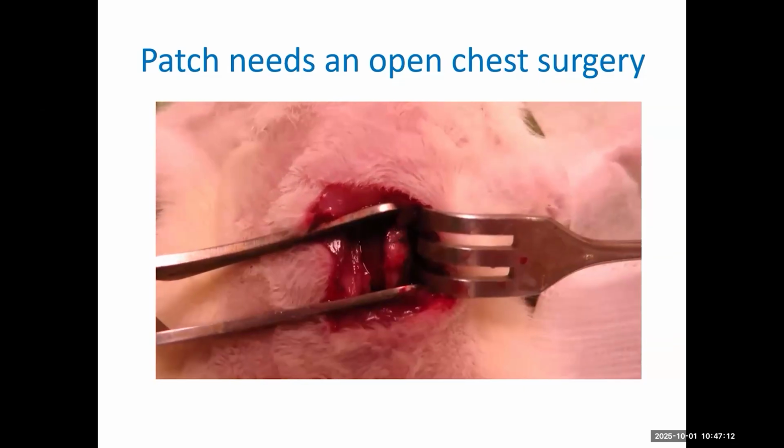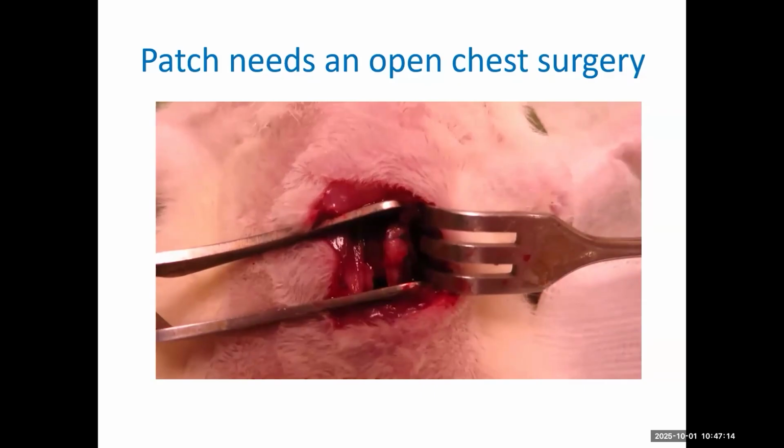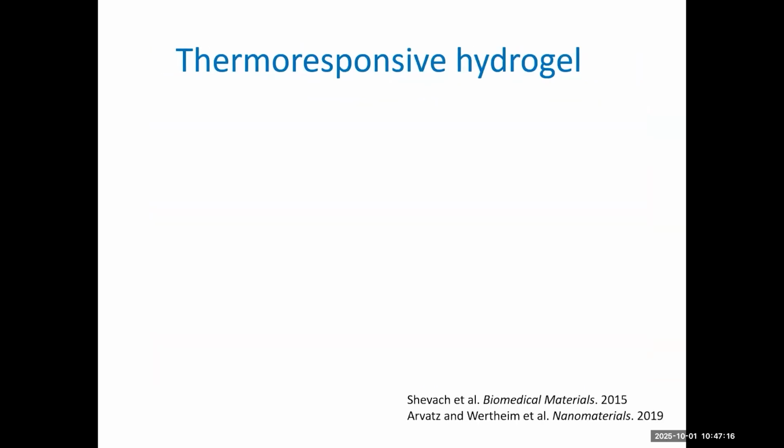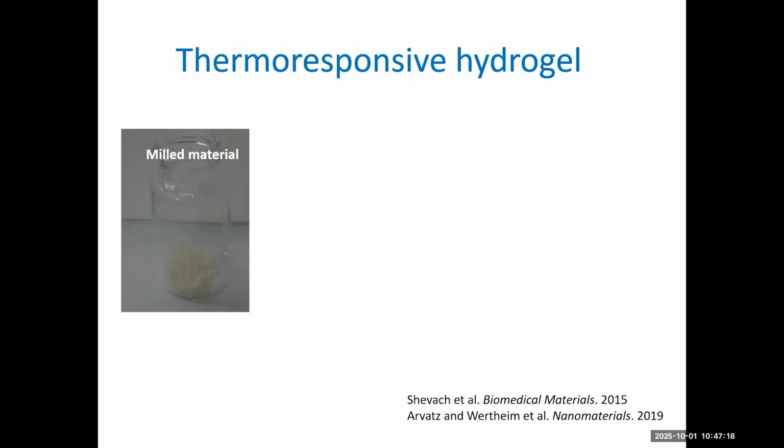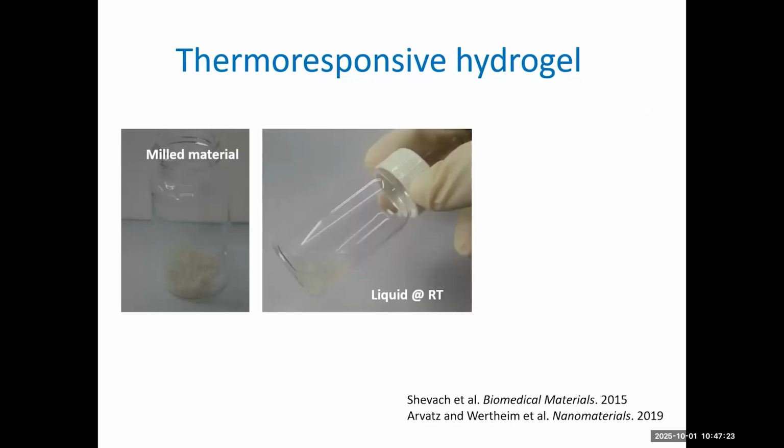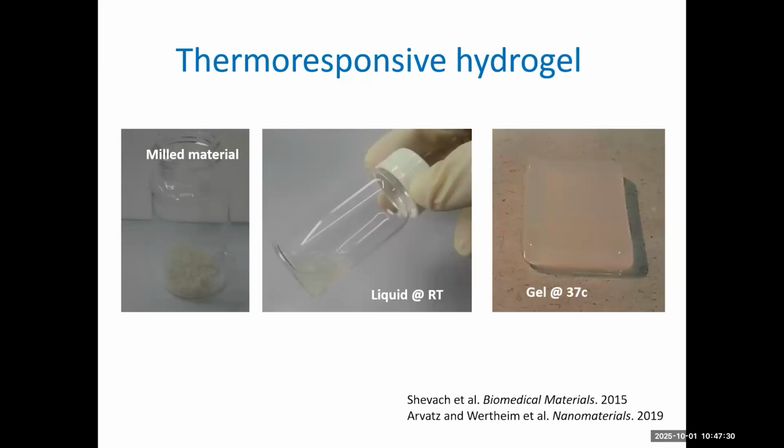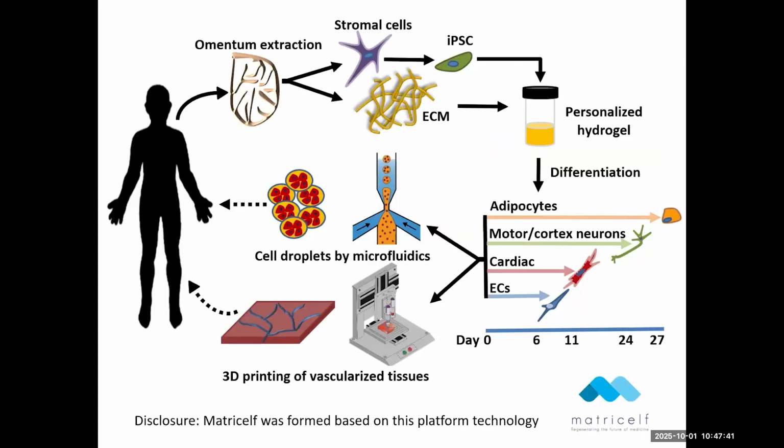To avoid the need for an open chest surgery, what we've done, we created thermoresponsive hydrogel from the patient's own materials. So we mill the material, we process it to become liquid in room temperature. Now we can mix the cells here, and in 37 degrees, it solidifies. So now we can bring this material into the heart, into the brain, or wherever we want, and we can form the tissue inside the body.